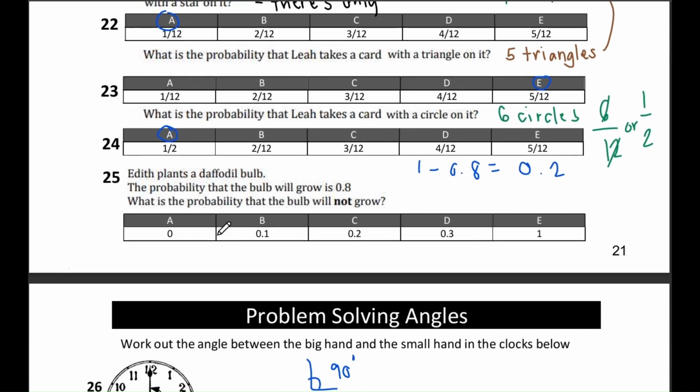Question number 25. Edith plants a daffodil bulb. The probability that it will grow is 0.8. What is the probability that the bulb will not grow? Our options are A, 0, B, 0.1, C, 0.2, D, 0.3, and E, 1. The correct answer is option C, 0.2. If the chance of growing is 0.8, then the chance of not growing is 1 minus 0.8, which is 0.2.